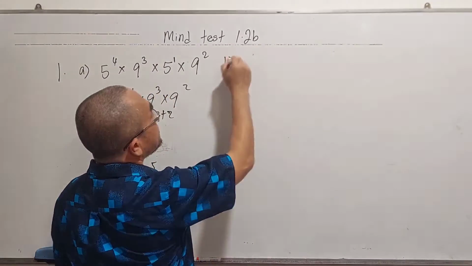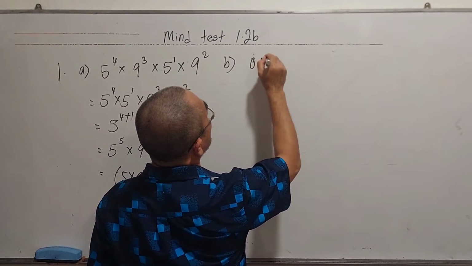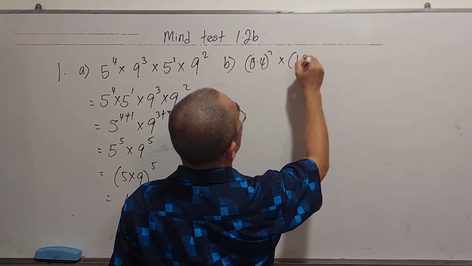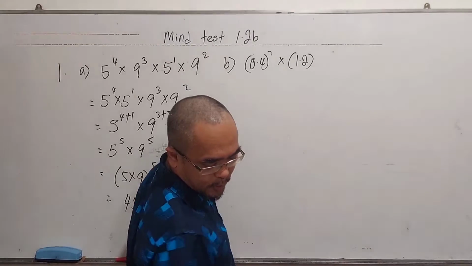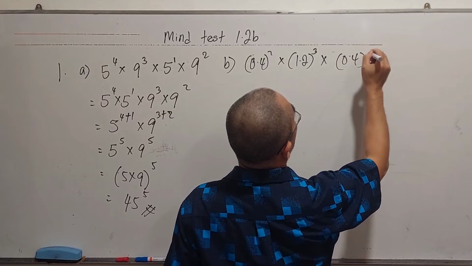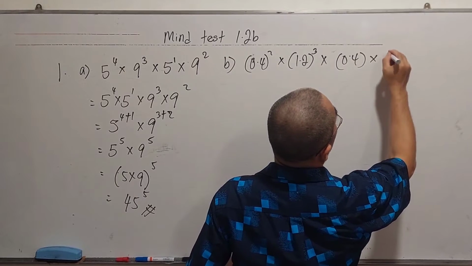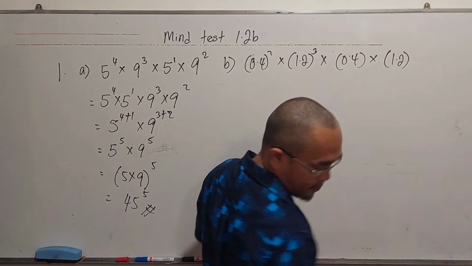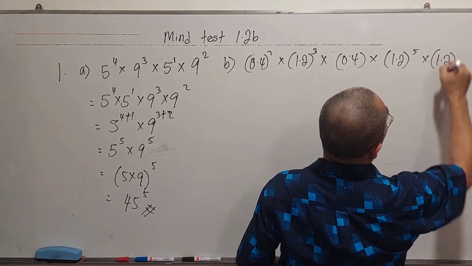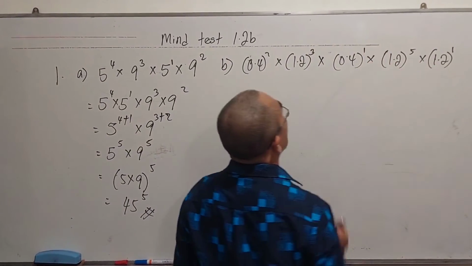And b, 0.4 to the power of 2. Read out. 1.2 to the power of 3 times 0.4 times 1.2 to the power of 5. No, should write 1.2 to the power of 5 times 1.2 times 1.2. Okay, to be safe, write down to the power of 1, to the power of 1.